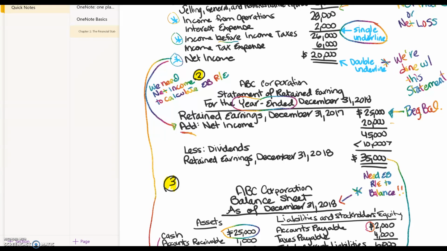And we're going to calculate, again, notice the single underline, a subtotal. In this case, notice it tells us what to do. We're going to add retained earnings, beginning balance, plus our net income. The next step is we're going to subtract those dividends. So distribution of earnings to shareholders, $10,000. Notice I'm using the brackets over here. And the very last thing is that we're calculating the ending balance of retained earnings. We need the ending balance of retained earnings to balance our balance sheet.